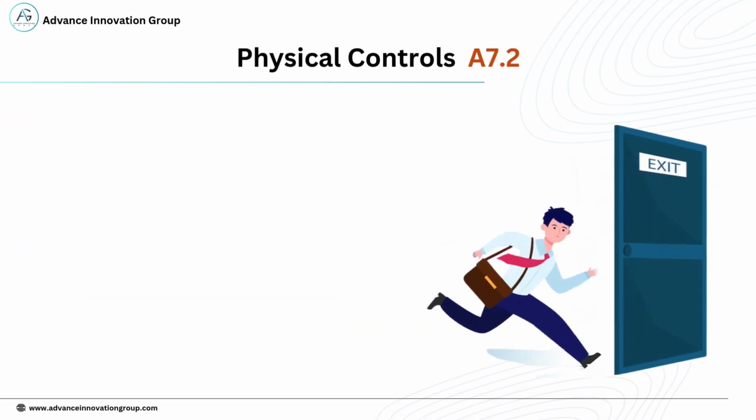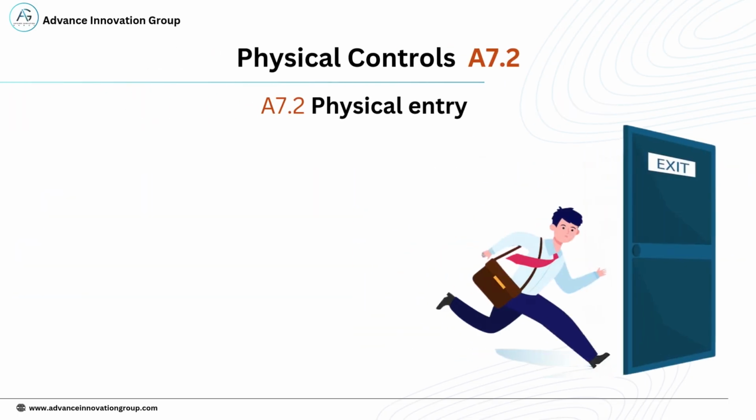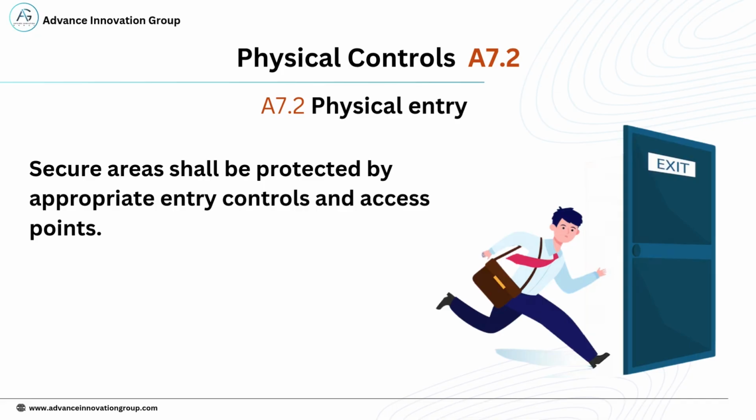Physical controls of 7.2. A 7.2 physical entry. Secure areas shall be protected by appropriate entry controls and access points.